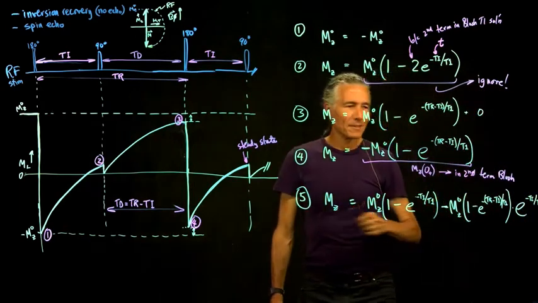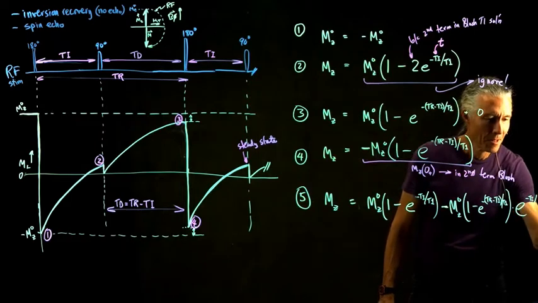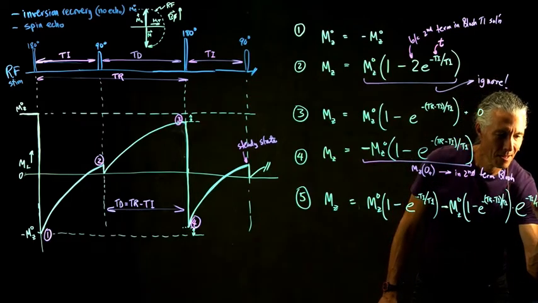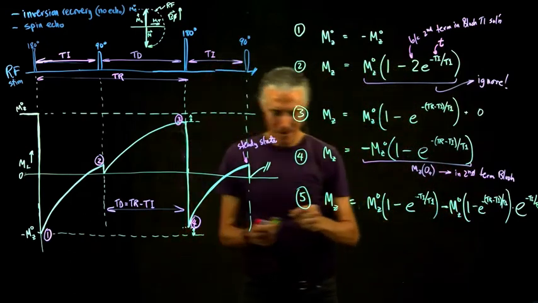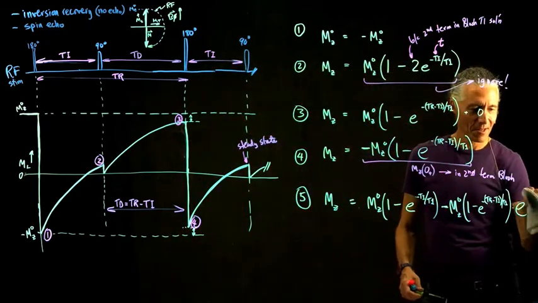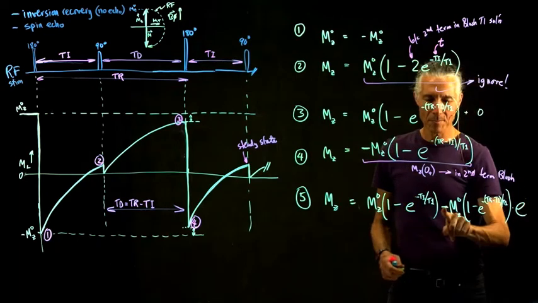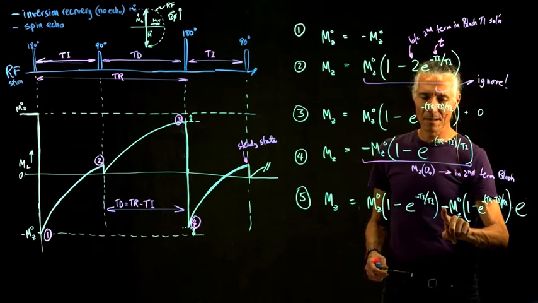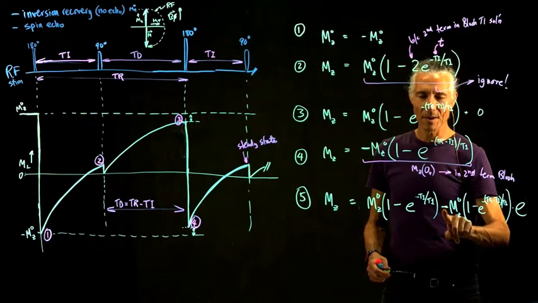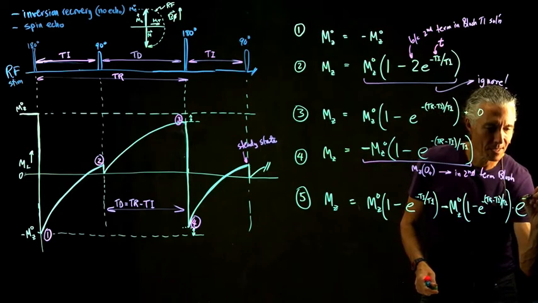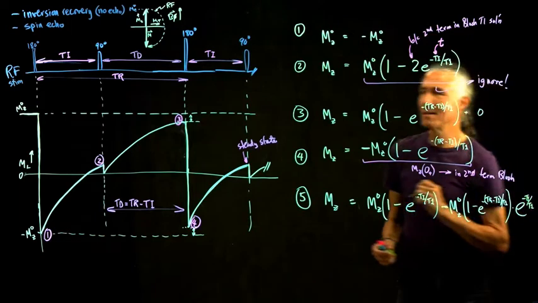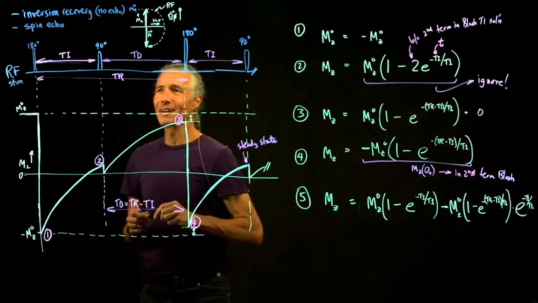Okay, so slightly off. I still think the second term should be plus, right? This plus here? I can't tell. No, that minus just came from here. So minus TI over T1. Okay, finally on the board.